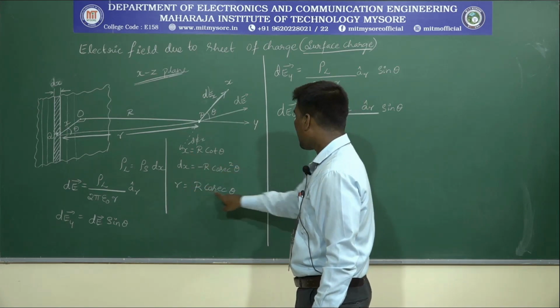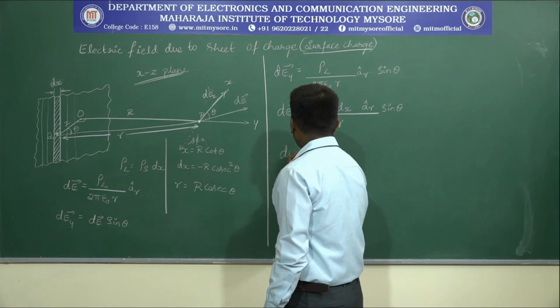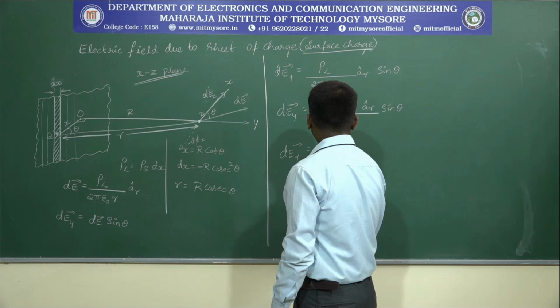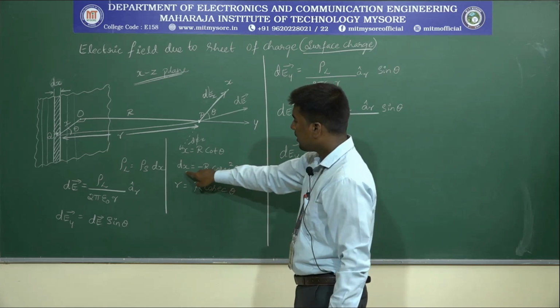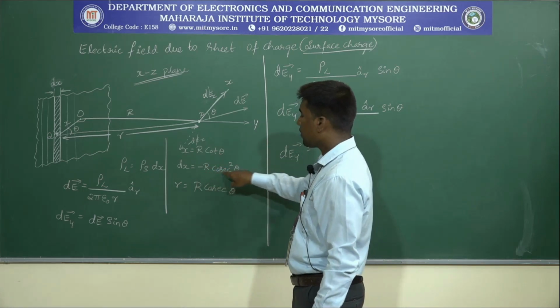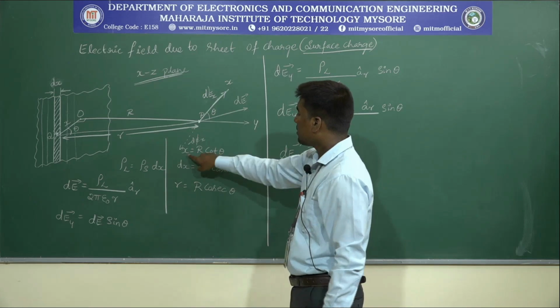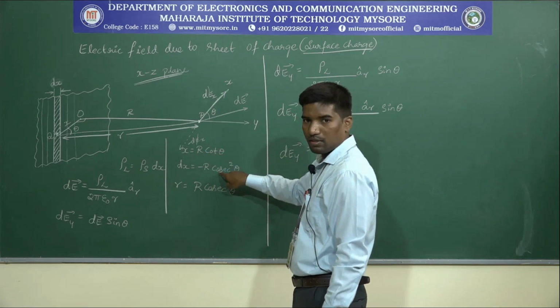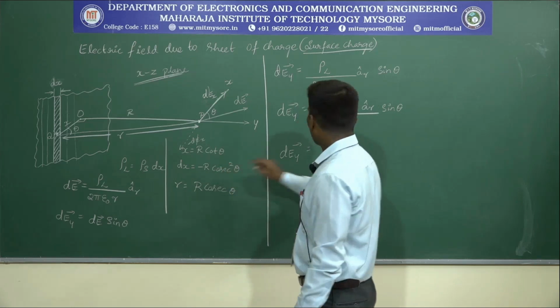R is equal to r cosecant theta. Therefore, dEy is equal to rho S into dx. What is dx? dx is equal to minus r cosecant square theta d theta, because x is equal to r cot theta. Differentiation of cot theta is minus cosecant square theta. I have written it like this.